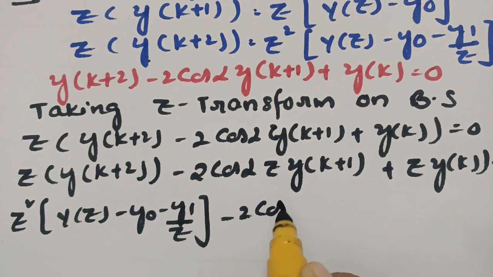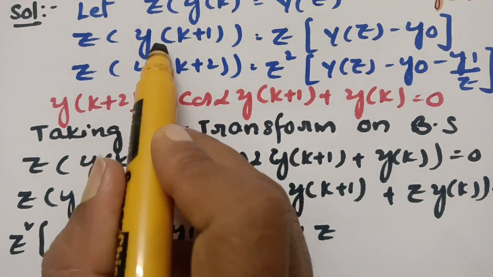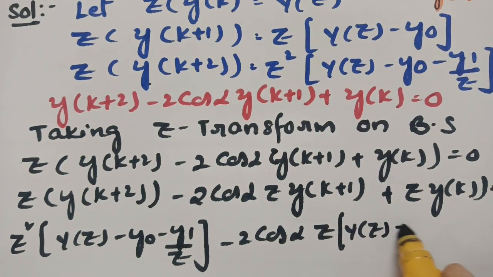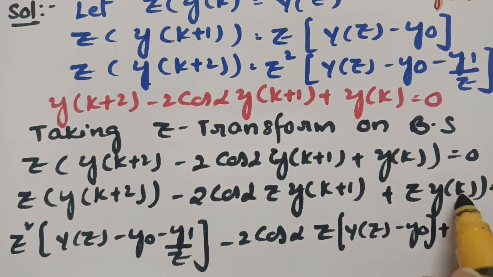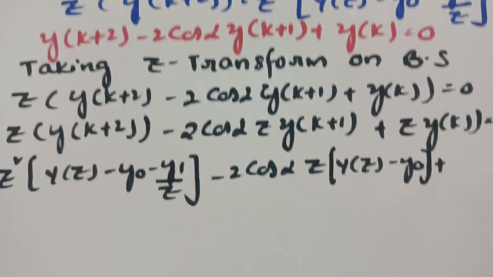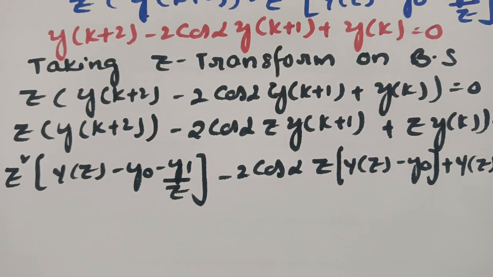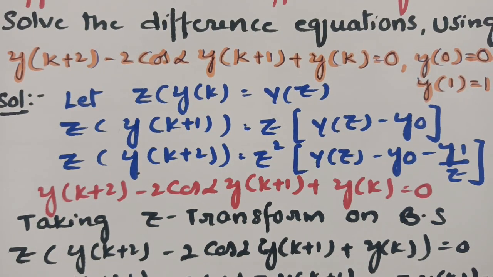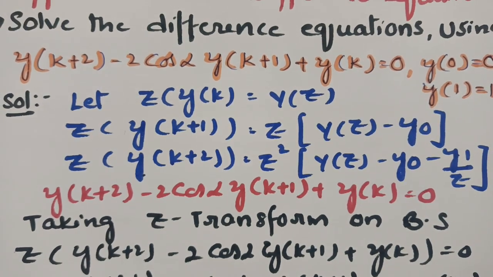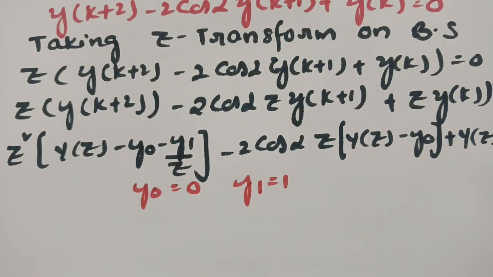And this is 2 cos alpha times of z into Y of z minus y naught. And this value is again, z transform of y of k is equal to capital Y of z. So this value is capital Y of z is equal to 0. And now see what the conditions are. y naught is equal to 0 and y1 is equal to 1. Now I am going to substitute the values here.